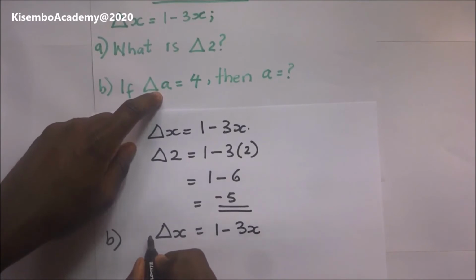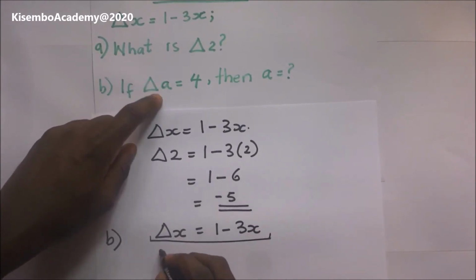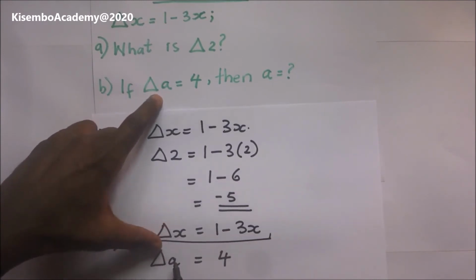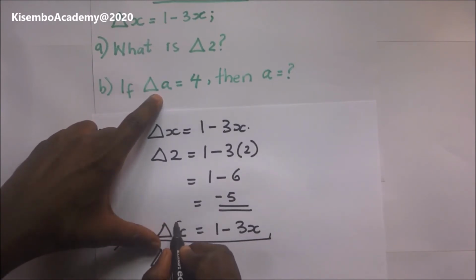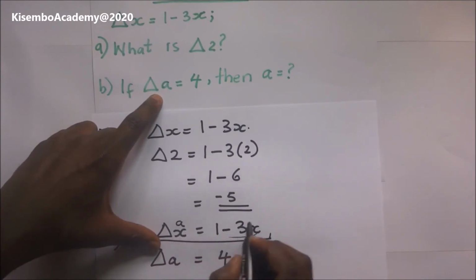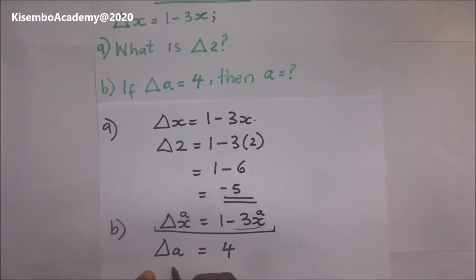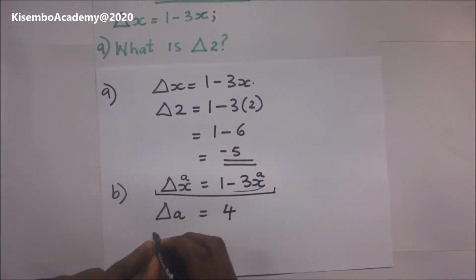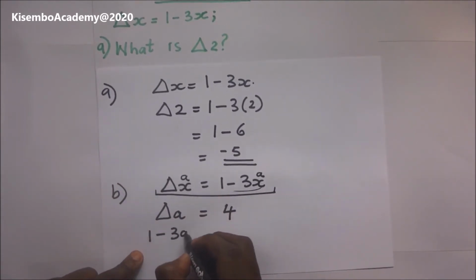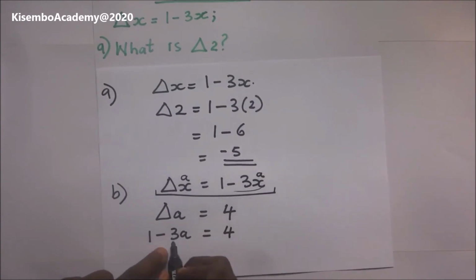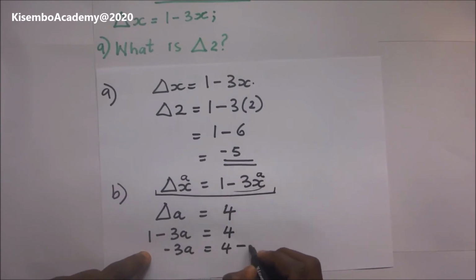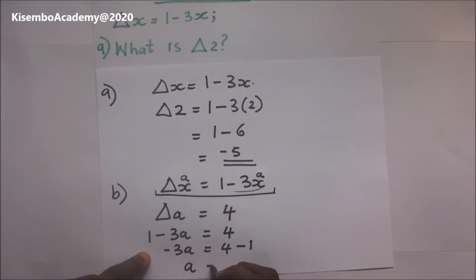So if this is our expression from the question, we are being told here that delta A is equal to 4. This is our A. So when our value of x is A, this value of x also is now A. If we write the next step, it's going to become 1 minus 3a is going to give us 4. So this becomes minus 3a, giving us 4 minus 1. And our value of a here is 1.